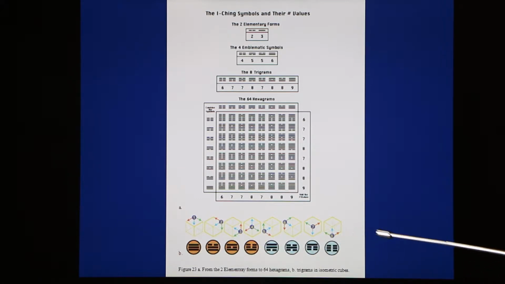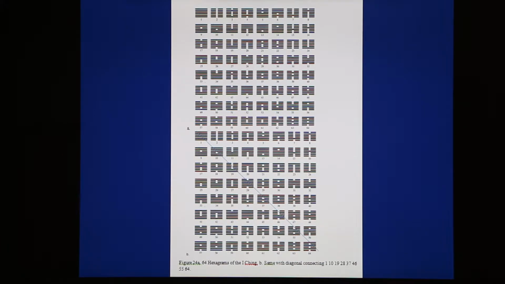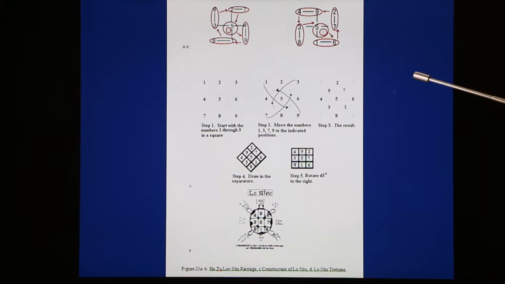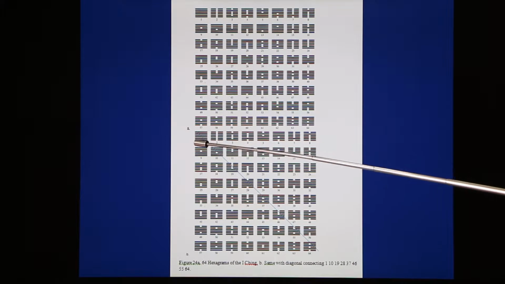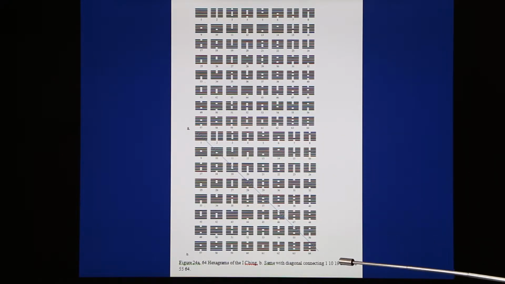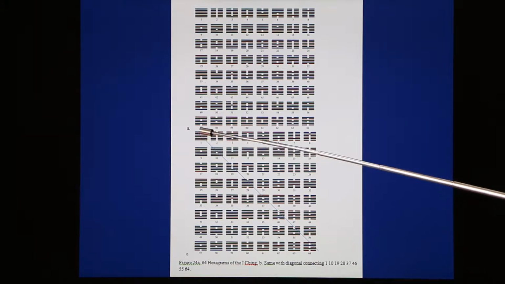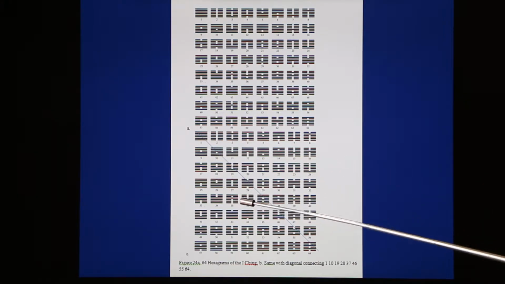And then I can do that in a 3D version as isometric cubes. Or I can arrange them as 64 cubes, 64 hexagrams. And now, if I take a line from 1 to 64, what sequence do I get? 1, 10, 19, 28, 37, 46, 55, 64. Does this sound familiar? Yes, because it is the 1, 10, 19 of the nakshatras.